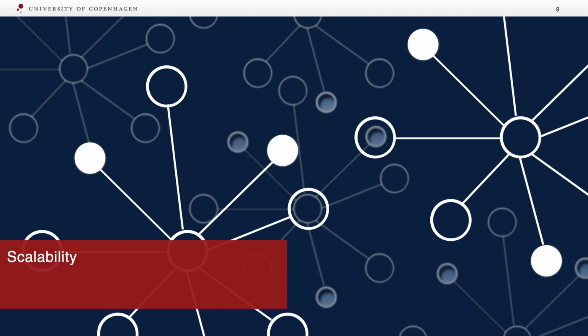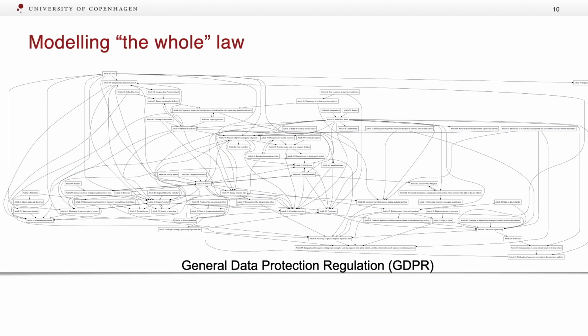After this brief recap, let us see how the modeling of real laws looks like. The following example shows the structure of a very common law, in this case the European General Data Protection Regulation. As you see, each of the nodes here describes one of the articles, but what you also see is that all these articles are not really in isolation. They all require each other.